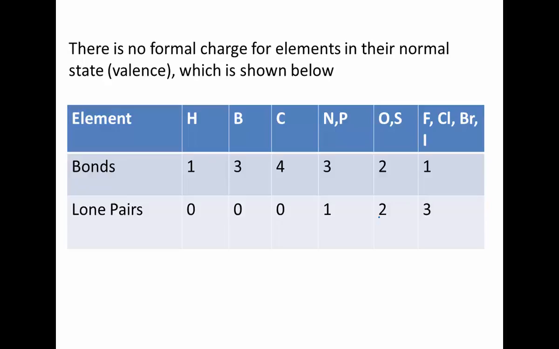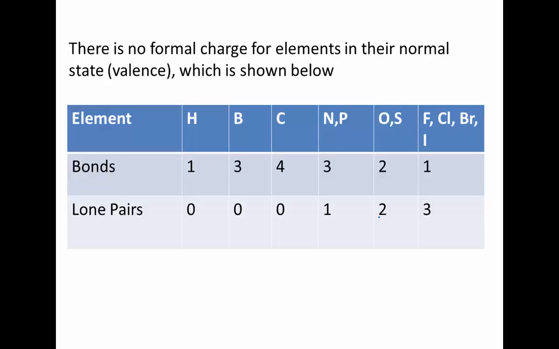So this chart here just tells us what is the normal valency for various elements. For hydrogen, the normal valency is to have a bond and no lone pairs. Boron and all the elements beneath it, like aluminum and gallium, should have 3 bonds and no lone pairs. Boron does not have an octet, and we'll get into that later in this chapter with a concept called Lewis acidity. Carbon should have 4 bonds, no lone pairs.